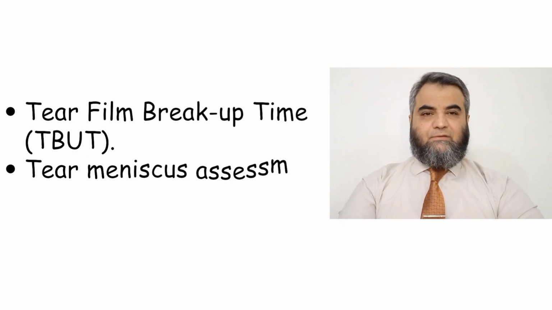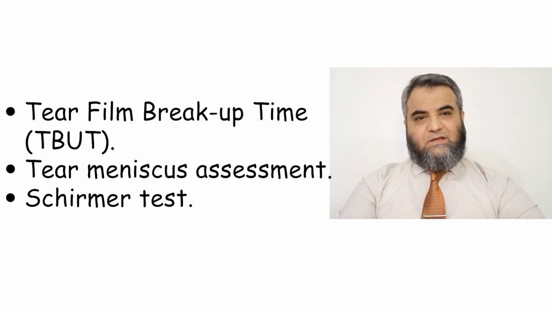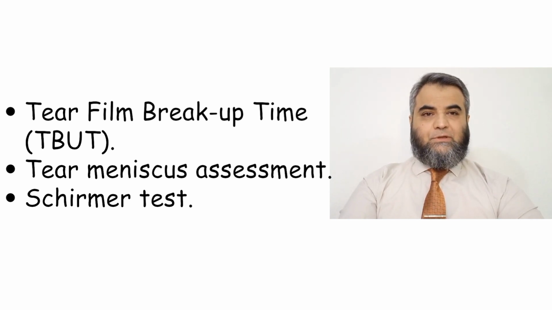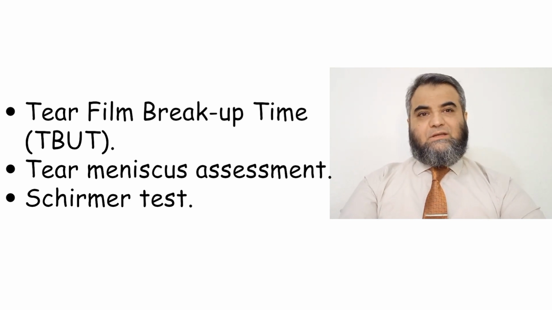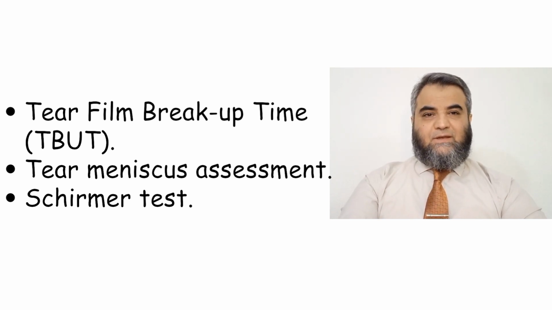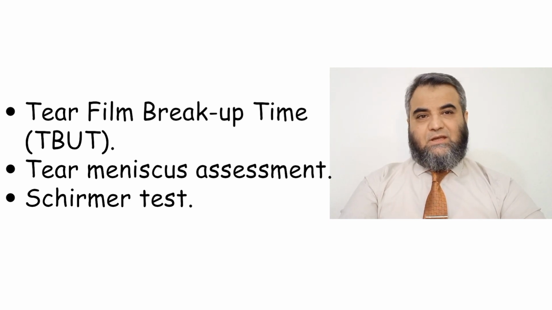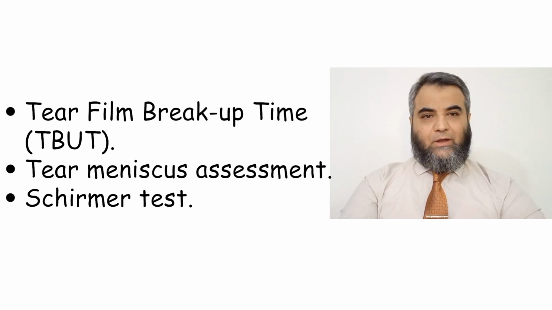For example, tear film breakup time. We ask to put the dye in the eye of the patient, fluorescein, and then we ask him to close the eye. And when we ask him to open the eye, if the first spot of the staining develops before 10 seconds, it means that the patient has signs of dry eyes. This is called tear film breakup time.